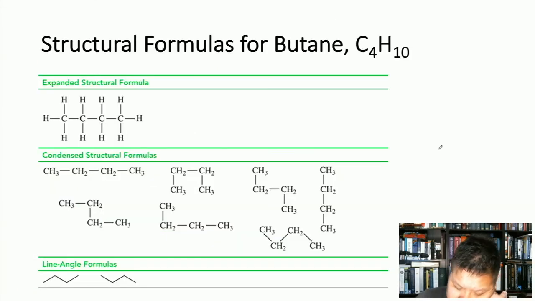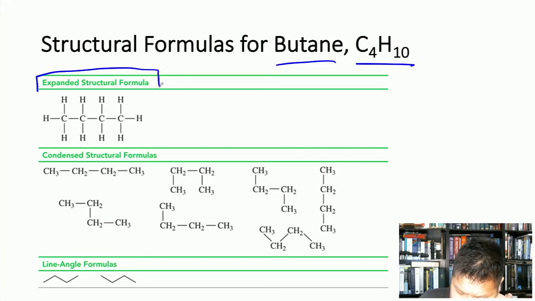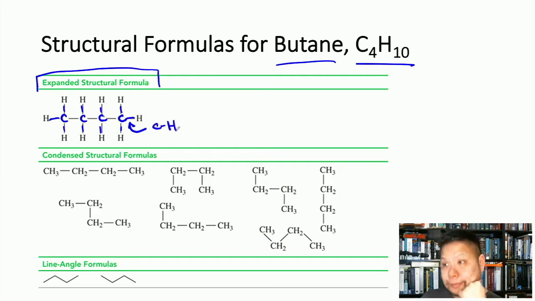So when drawing structural formulas for butane, which is C4H10, we have here the expanded structural formula. It looks very much like the one from methane and ethane, except instead of having 1 or 2 carbons, we have 4 carbons. And each one of those carbons are covalently bonded to 10 different hydrogens in total. And that's what we call an expanded structural formula. We call it that, I forgot to say, because we actually draw the bond here between the carbon and the hydrogen, right?